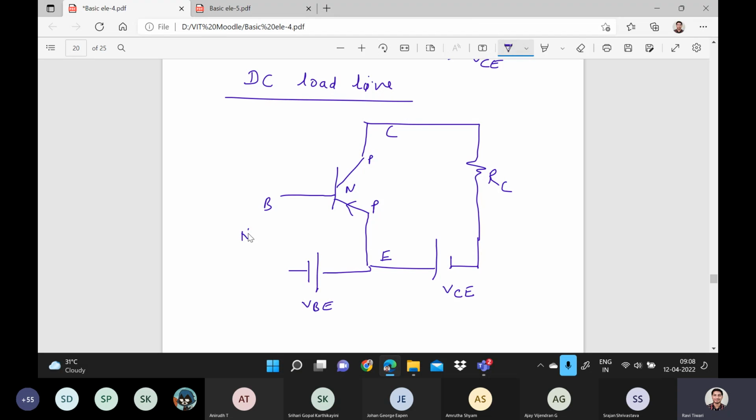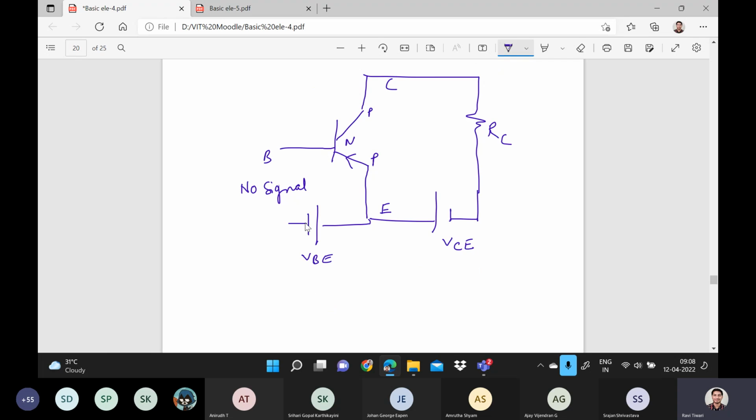We are not providing any signal. No signal we are providing here. This is the first case I am assuming, when we are not providing any signal and we want to draw the line. What is that? DC load line. That means we are providing only the DC signal. Here there will be no amplification as there is no signal.